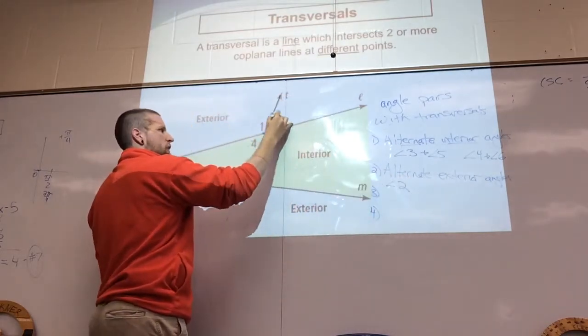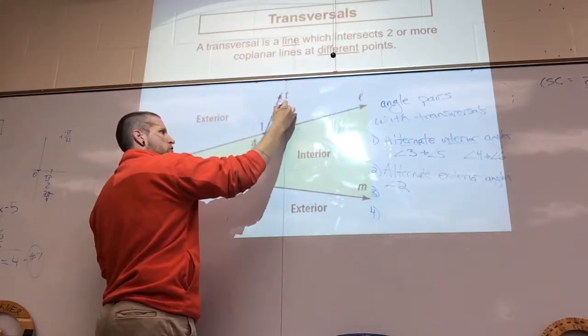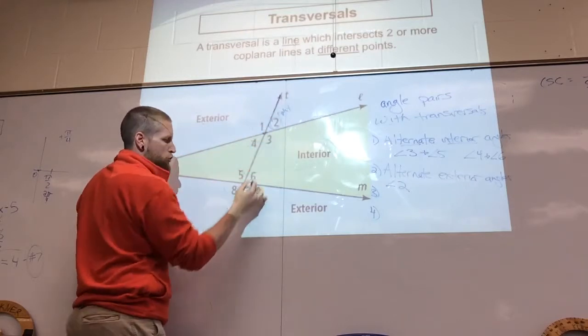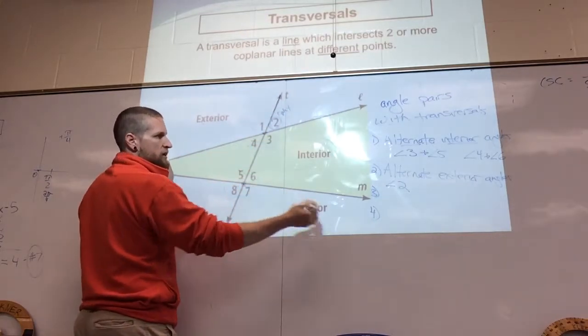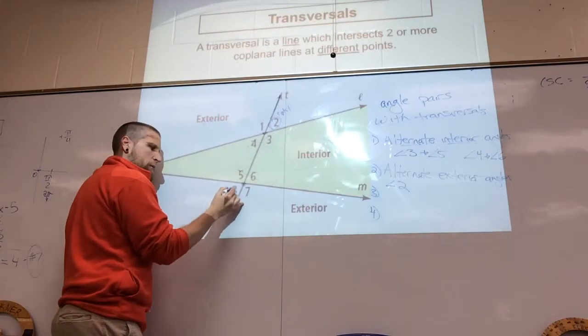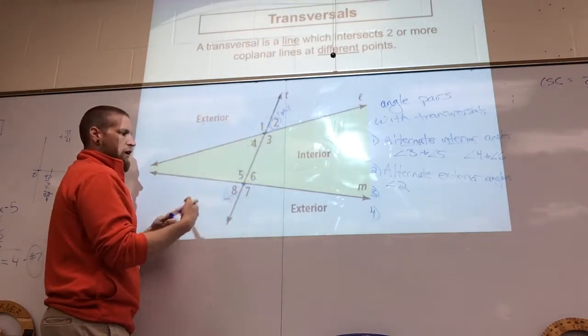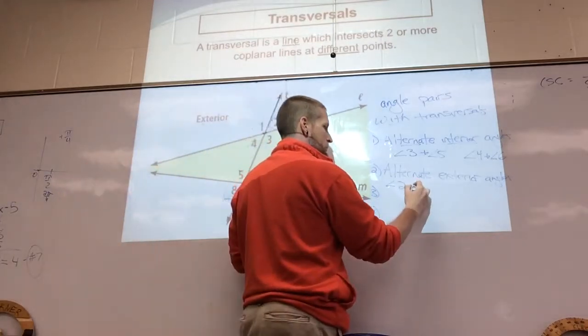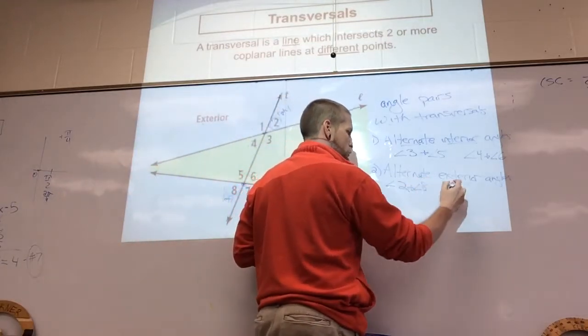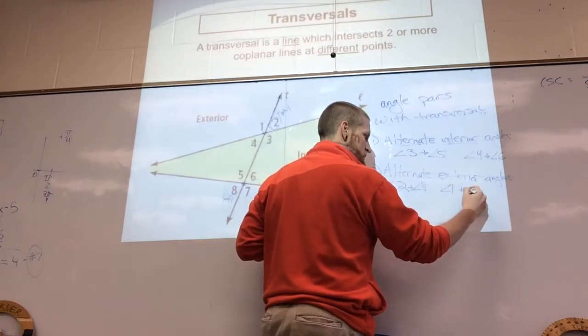If I look at angle 2, that's on the exterior. It's on the right-hand side of that transversal. So when I come down here and match it up, since it's using the word alternate, I want to match it up with the one that's on the left. So 2 and 8 would be alternate exterior angles. And then so would, what's the other one? 1 and, what's the other number? 7.